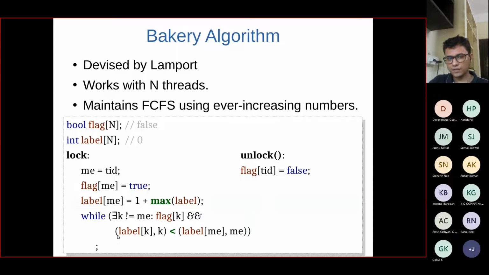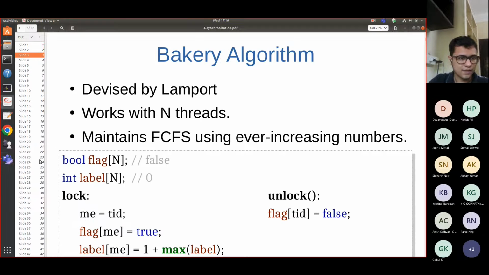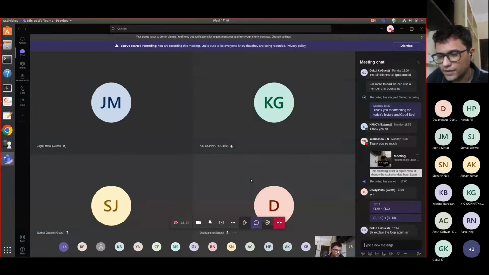And if both have the same label, it might happen that both have the same label, right? Then in that case ties will be broken by the thread ID, which is k and me. Please note that k and me both are thread IDs. K is the thread ID of some other thread, and me is the thread ID of this current thread. So I hope that this is clear, Gokul. If there are any questions, then you can ask me.